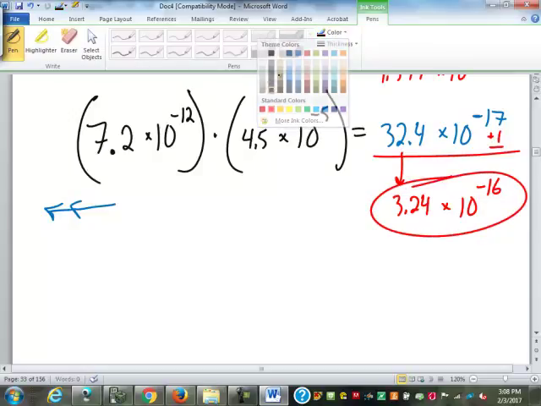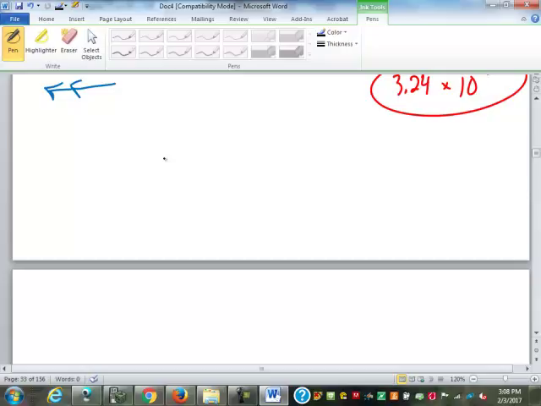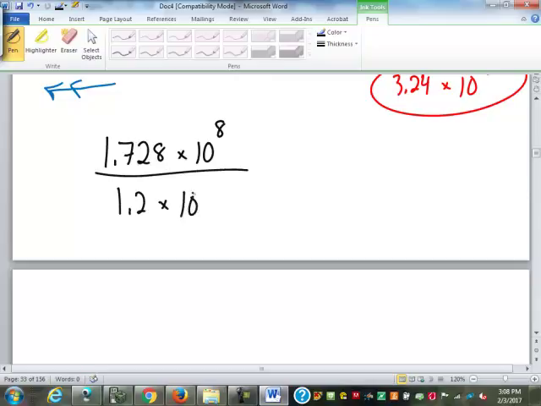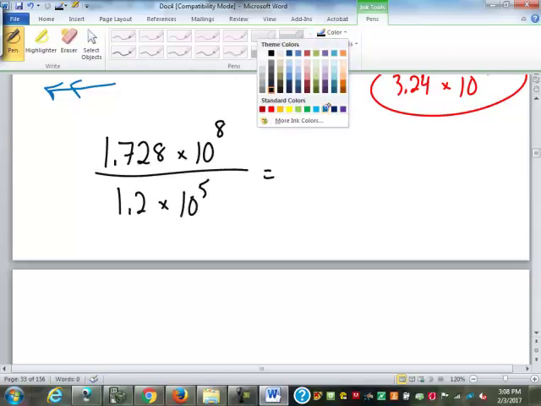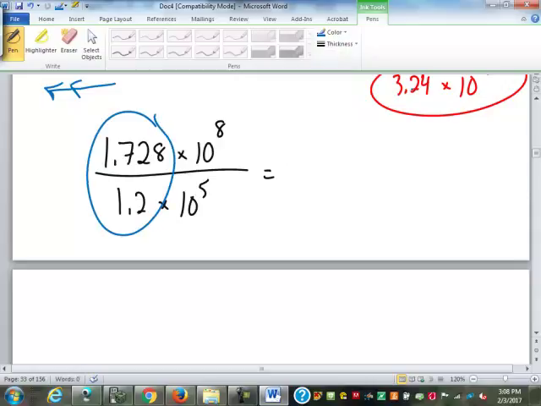We could divide using the same rules as we did with multiplication. 1.728 times 10 to the 8th divided by 1.2 times 10 to the 5th. We divide the counts. 1.728 divided by 1.2 is 1.44. Then we divide the names. 10 to the 8th divided by 10 to the 5th. 10 to the 3rd. We subtract the powers. Good.